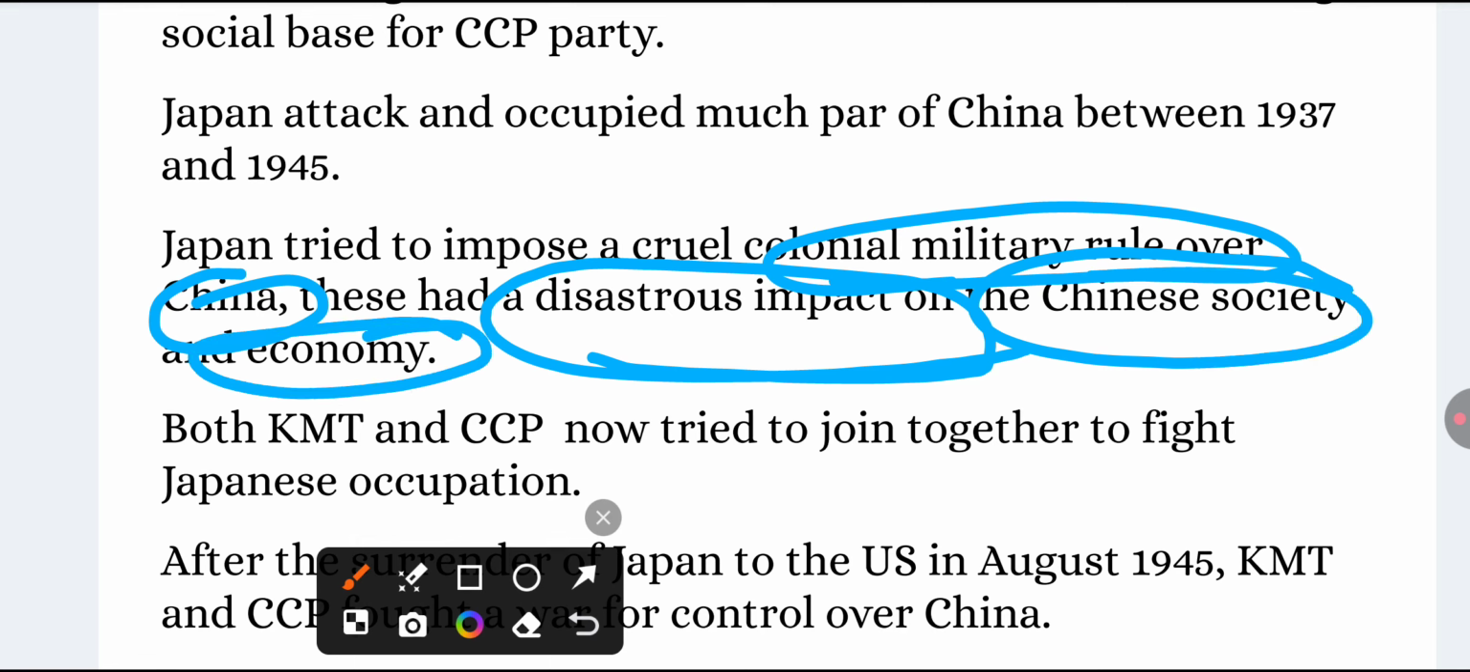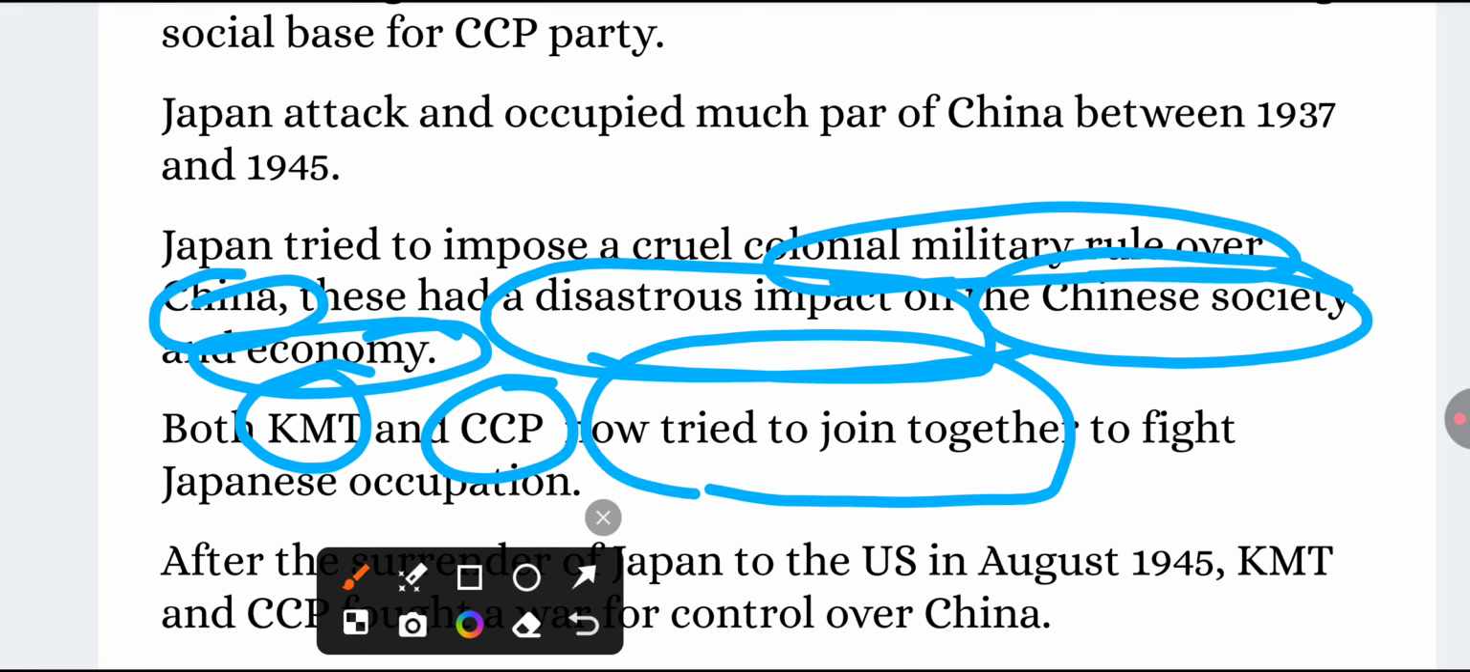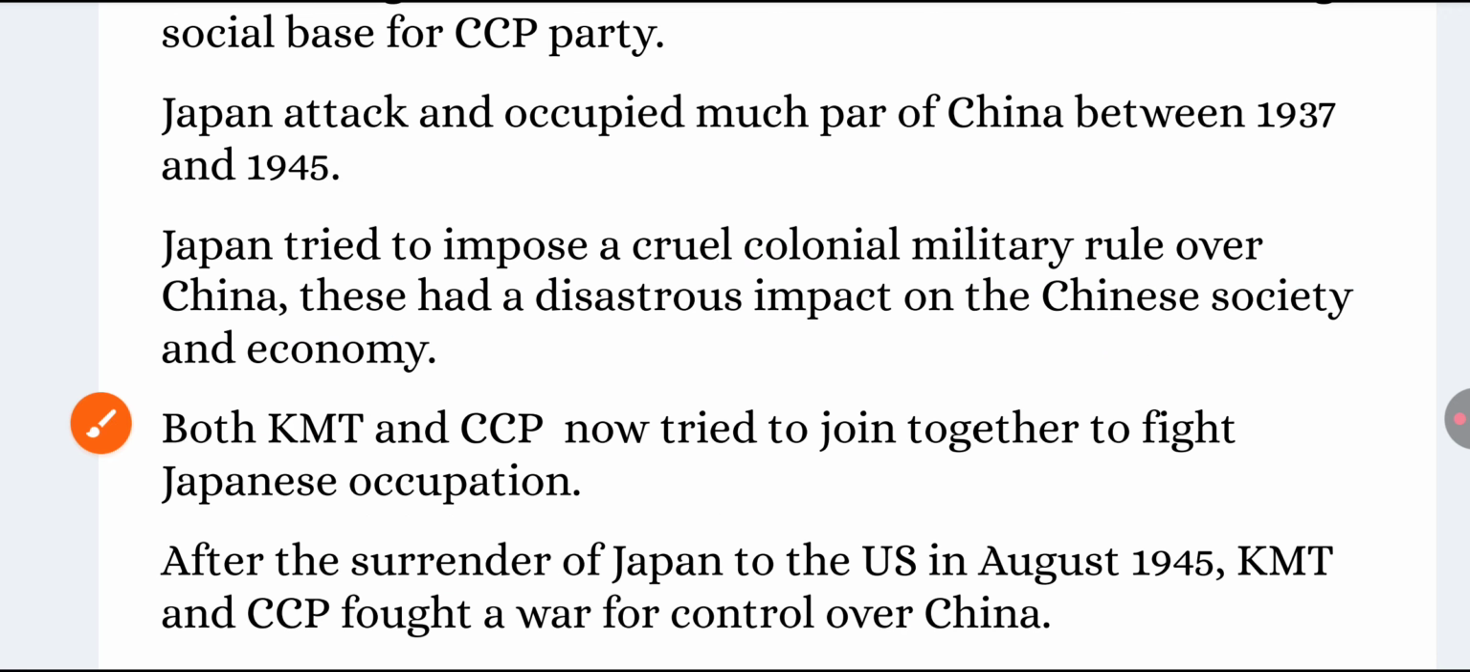Now in this situation, both the KMT, the Guomindang party, and the CCP had different ideas, but these two parties tried to join together and fight against the Japanese occupation.